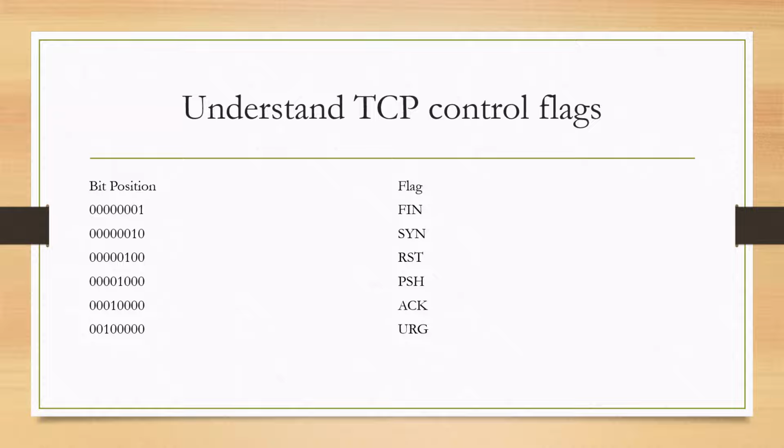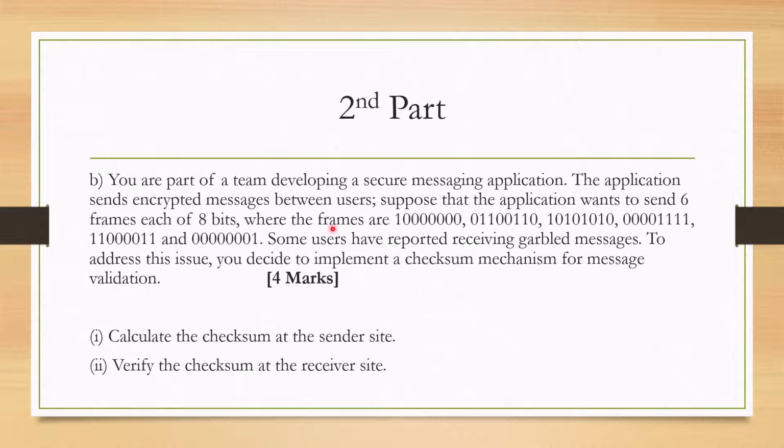What about the second part, part B? You are part of a team developing a secure messaging application. The application sends encrypted messages between users. Suppose that the application wants to send 6 frames of 8 bits each. Some users have reported receiving garbled messages. To address this issue, you decide to implement a checksum mechanism for message validation.